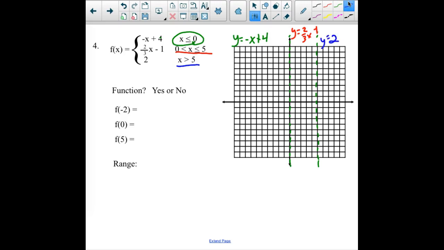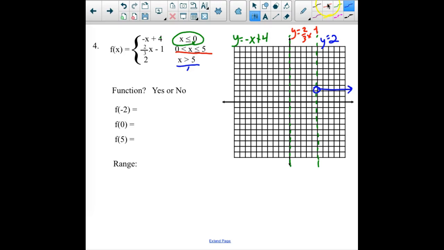Well, what's y equals 2 going to look like? Just a horizontal line, right? Just says stay at 2 forever. So I'm going to have a horizontal line here at 2. Open or closed circle at its endpoint? Do I have an equal sign here? No. So open circle. Okay.